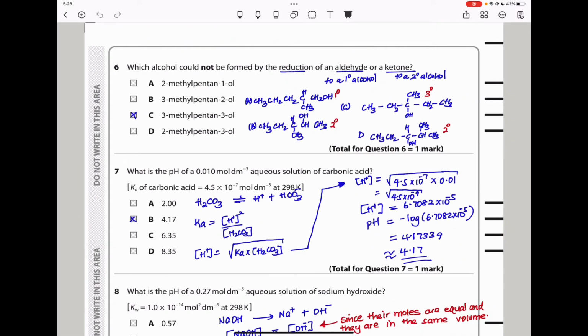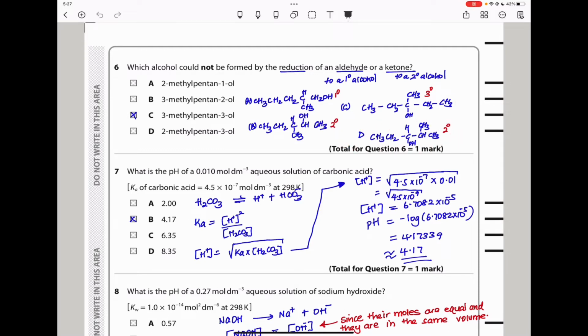It says, which alcohol could not be formed by the reduction of an aldehyde or a ketone? Remember, when you reduce an aldehyde, you can get a primary alcohol, and when you reduce a ketone, you can get a secondary alcohol. So I wrote all that information down here: a primary alcohol and a secondary alcohol. So we are looking for which alcohol could not be formed. I drew the structure of A, which is a primary alcohol. We can see B is a secondary alcohol, C is a tertiary alcohol, and D is a primary alcohol.